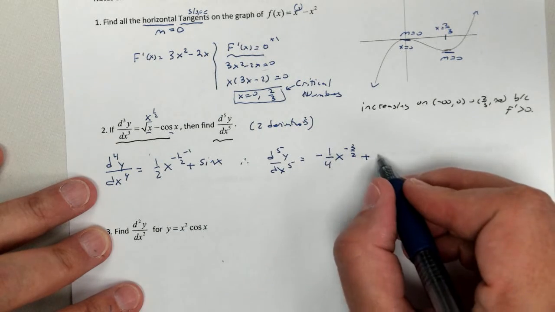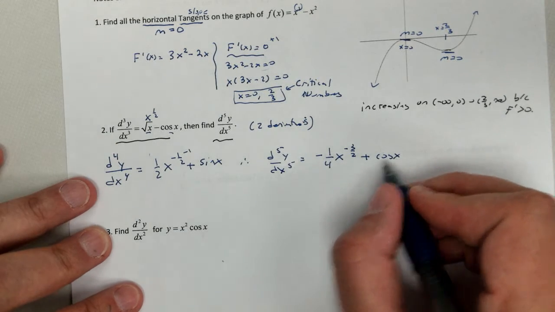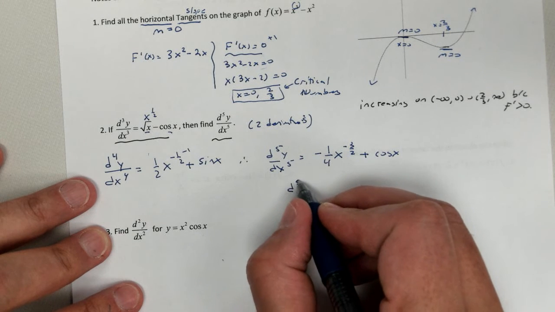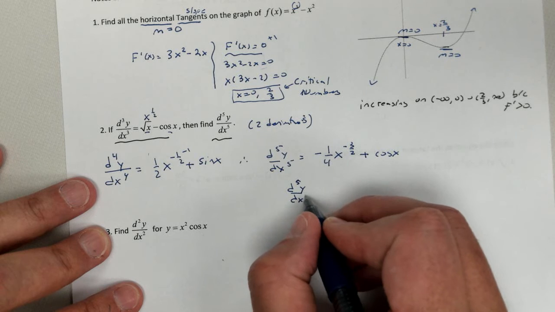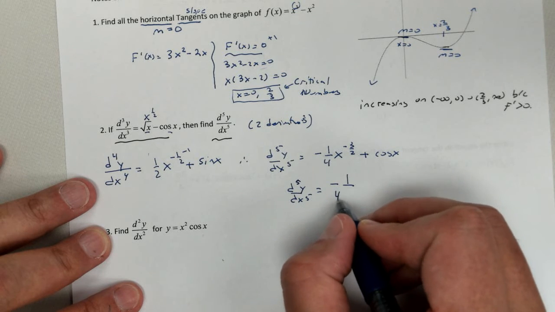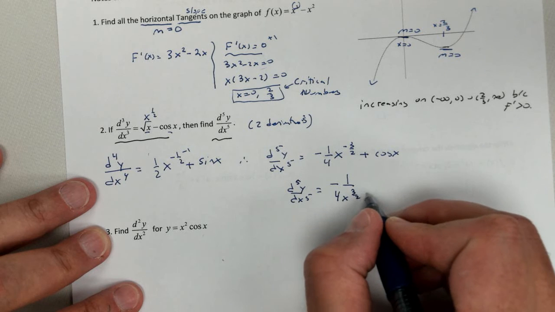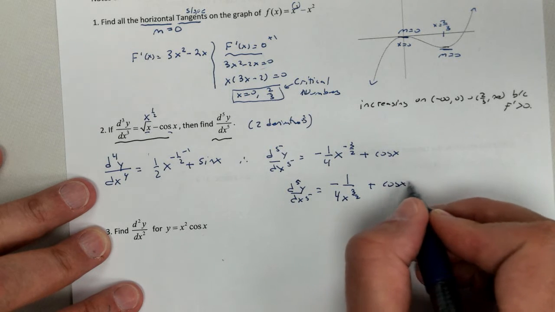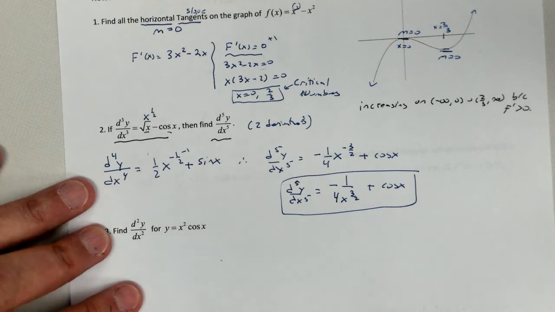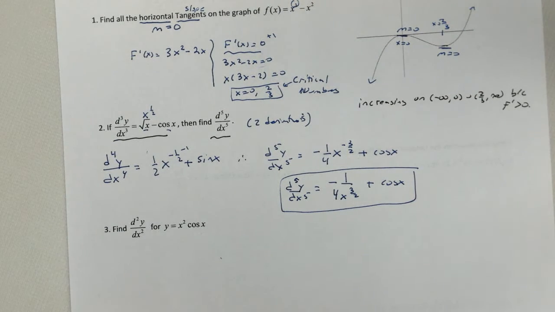Plus the derivative of sine, which is cosine of x. Now I'm going to rewrite my answer. The fifth derivative of y with respect to x becomes negative 1/4 x to the negative 3/2 plus cosine of x. And there's our answer right there. Very easy to do. So easy, Senior in May can do this.